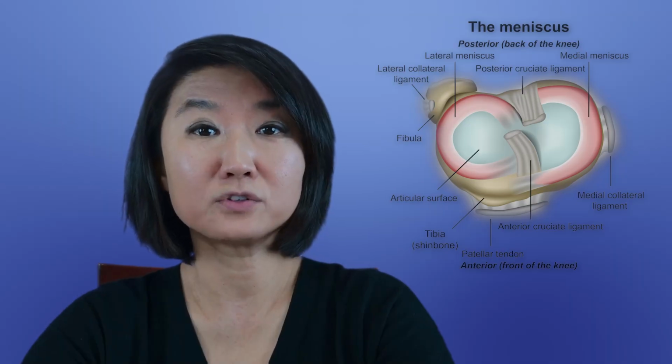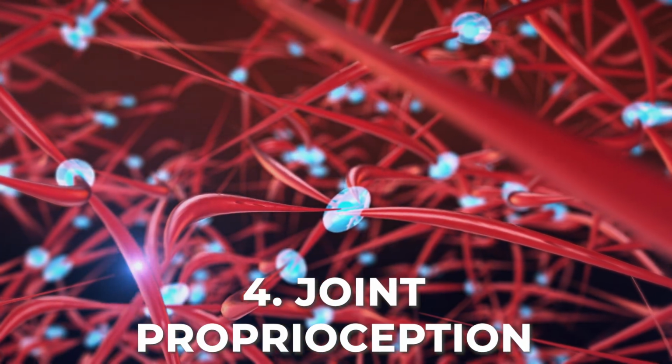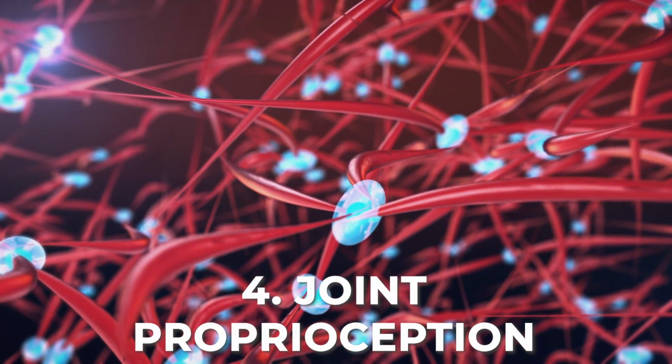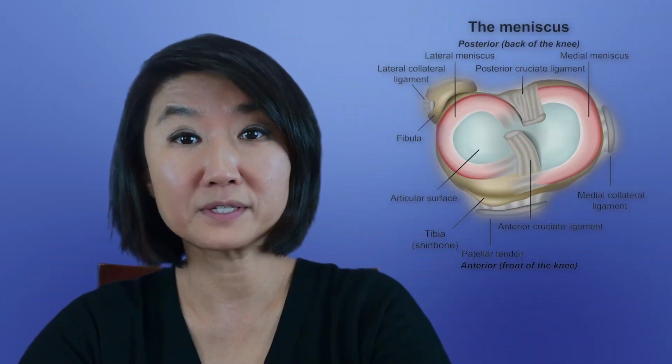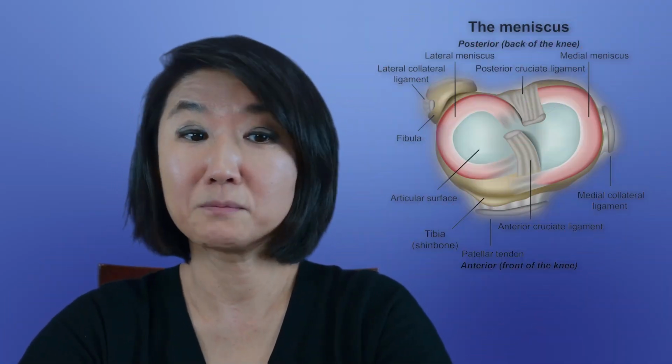And they also have nerve endings that send signals to your brain, letting the brain know the position of your body. This is called proprioception. So they serve very important roles.